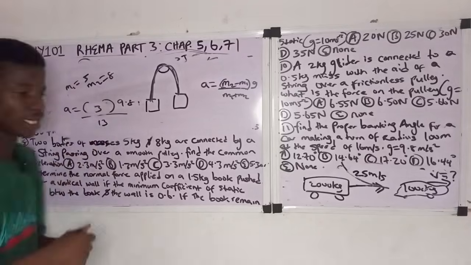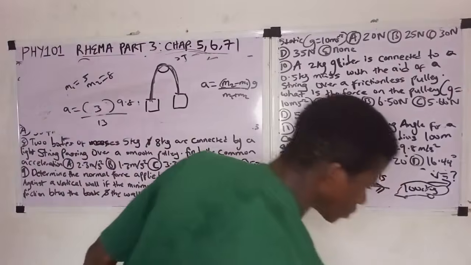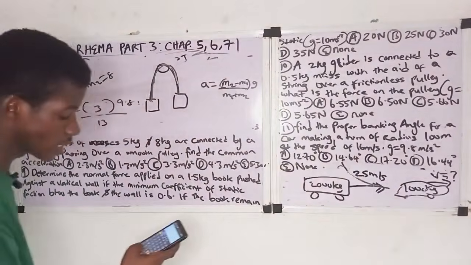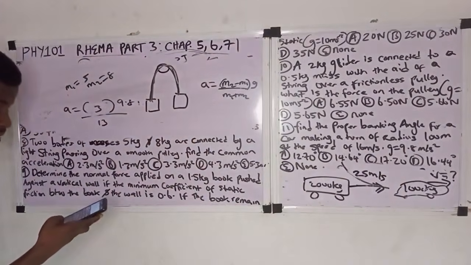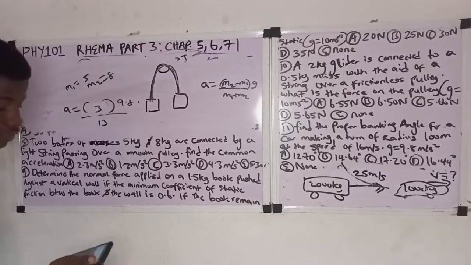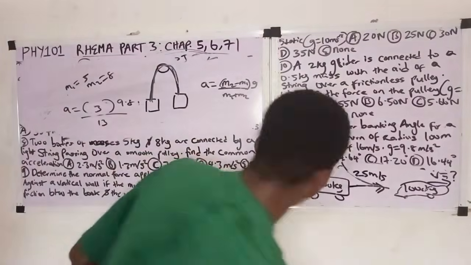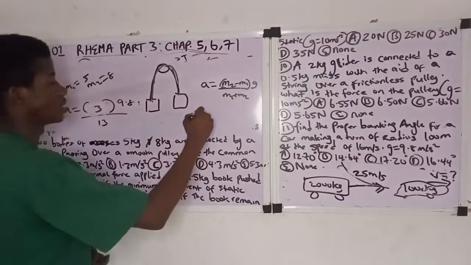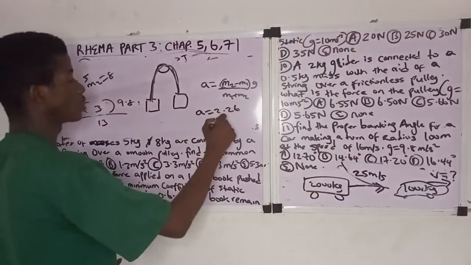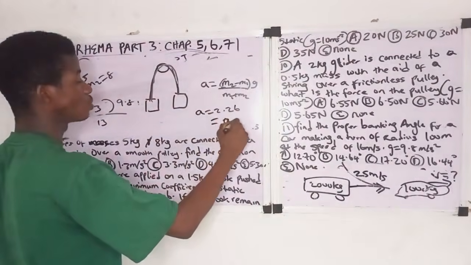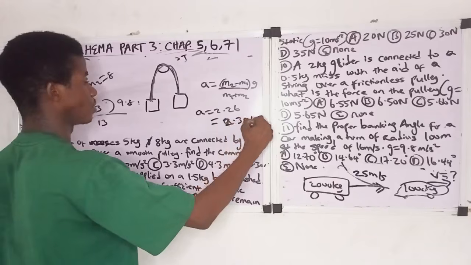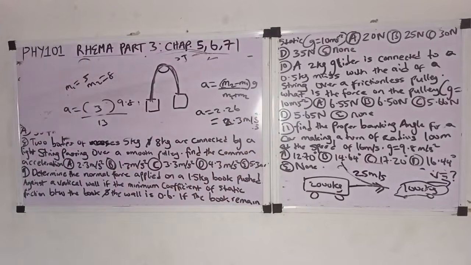So 3 times 9.8, then divide by 13, gives us 2.26. So the acceleration is 2.26, or approximately 2.3 meters per second squared. So the answer is 2.3, which is option A. It's very easy, okay?